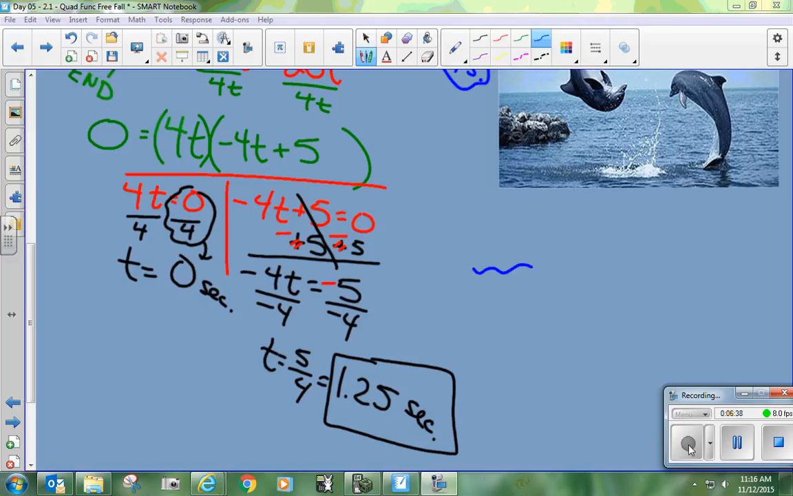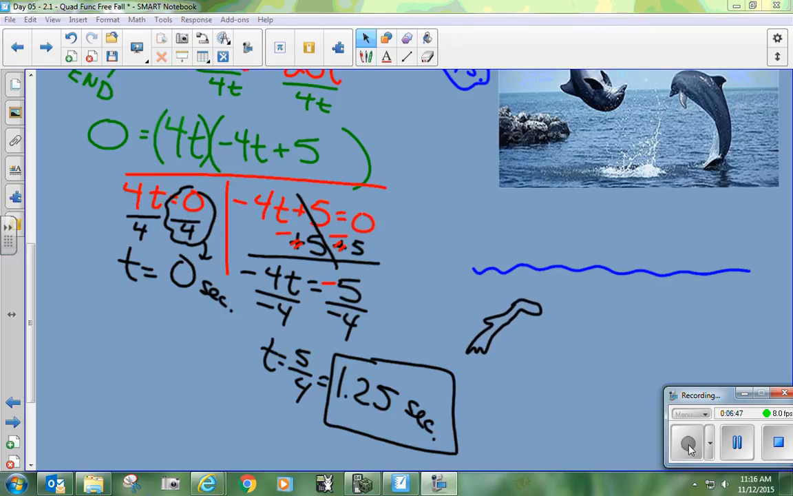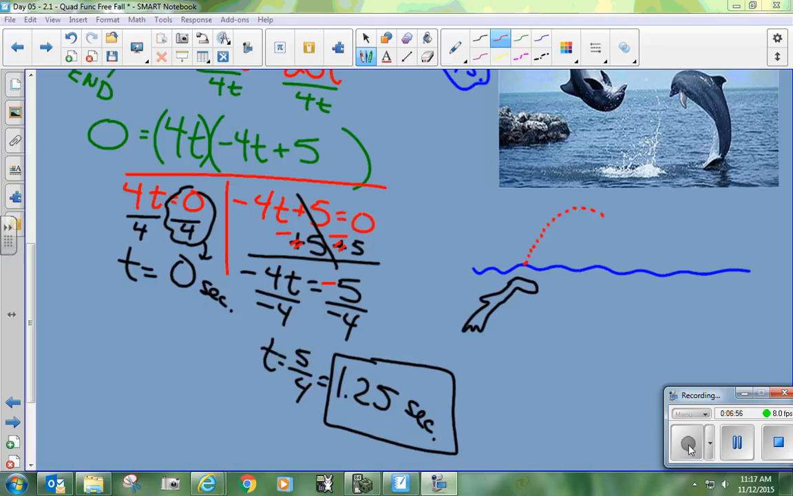Remember, if we have our little dolphin here, and I'm going to draw it. This is really shoddy, I know. It looks like a ghost. He jumps up. It's not the ending height, remember. Starting and ending, it's the time, right? If it takes 1.25 seconds that he's outside of the water, that's how long it takes him to get back into the water, right? And at 0 seconds is when he first comes out of the water. From 0 seconds to 1.25 seconds.